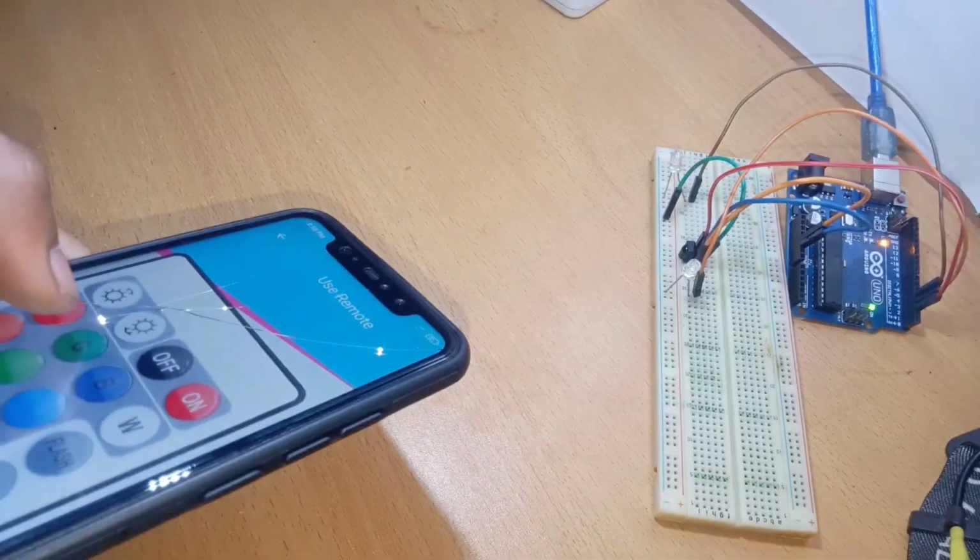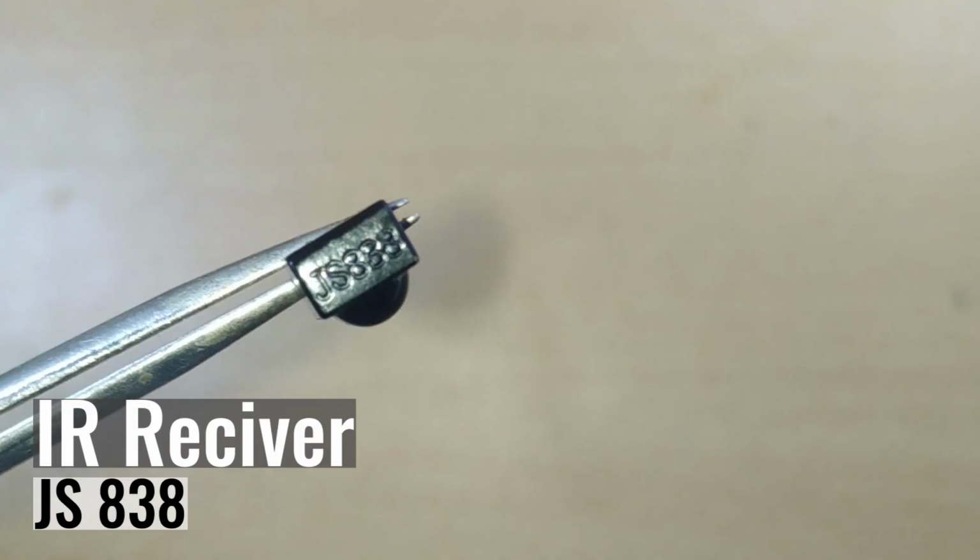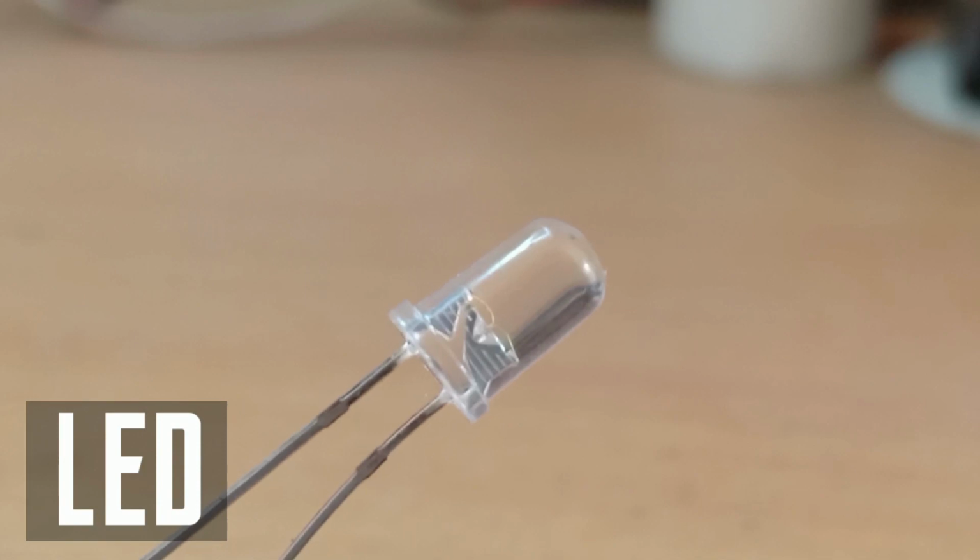Today's demo video, I will show you how to control an LED through Arduino by Android. I designed a diagram for this project. Here we will need an Arduino Uno, an IR receiver and an LED. And to transmit the signal, I use my Android.